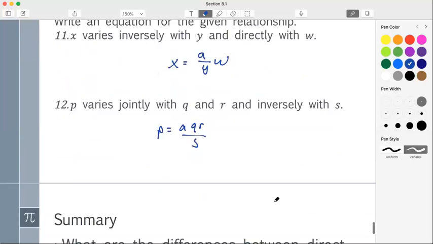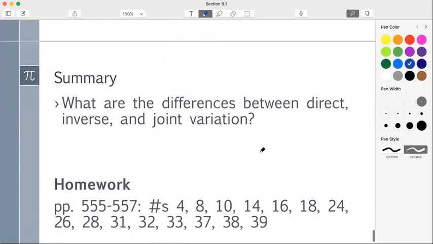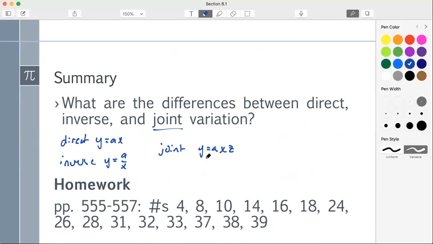All right, and that's it. So let's summarize the lesson. What are the differences between direct, inverse, and joint? Well, direct, basically y equals a x. Inverse, y equals a over x. And then jointly, you have y equals a times x z, something of that sort. So you have multiple variables in joint variation. Direct kind of looks like this, and the inverse kind of looks like this.